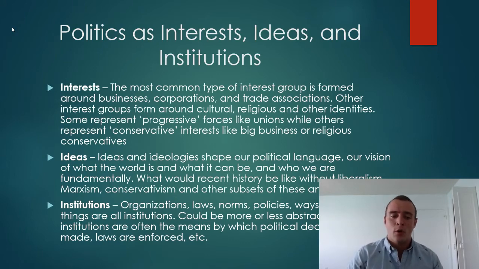And then you have institutions, which are much more concrete. Organizations, laws, norms, policies, ways of doing things are all institutions. So the NHS is an institution. The Supreme Court is an institution. But in the U.S., an issue that's become more talked about is discriminatory housing policies against Black Americans and other minorities. You can argue that that's institutional, even if there's no organization of discrimination that exists to do it, because it's sets of practices, beliefs and norms that lead to disparate outcomes. So institutions can be more or less abstract, large or small, but they are the means by which political decisions are made, laws are enforced, and the rules of politics and society are enacted.